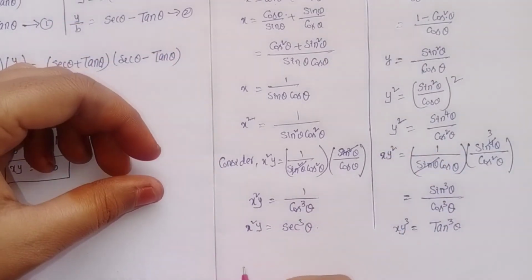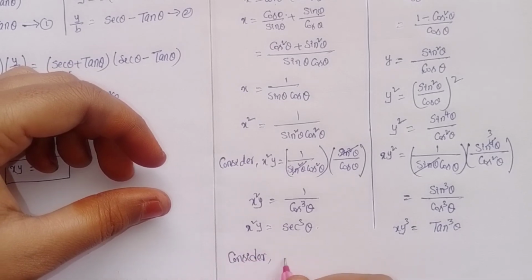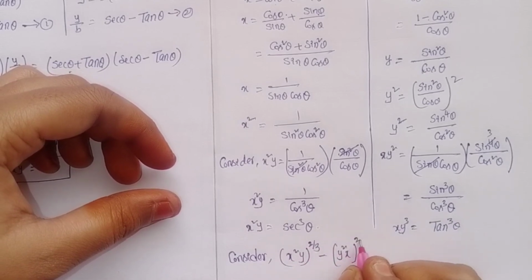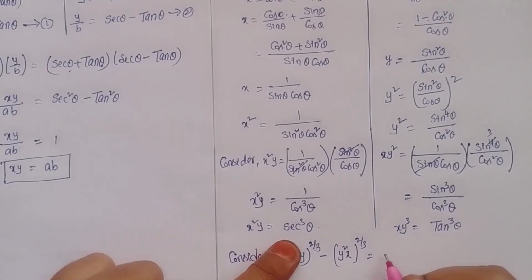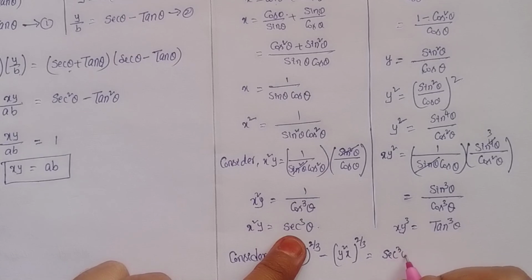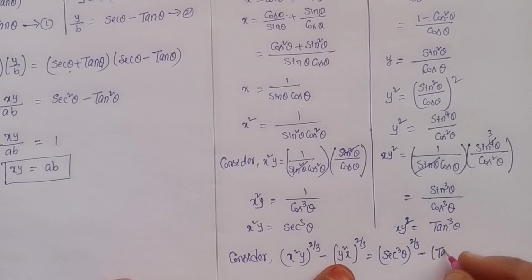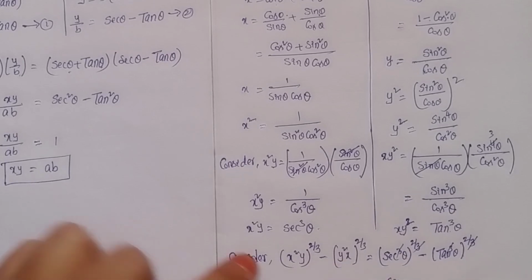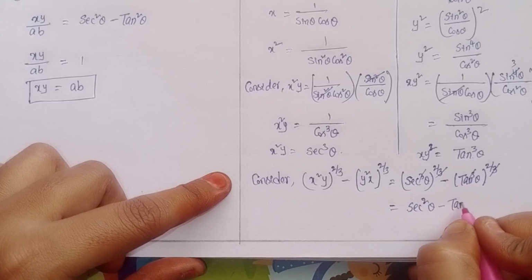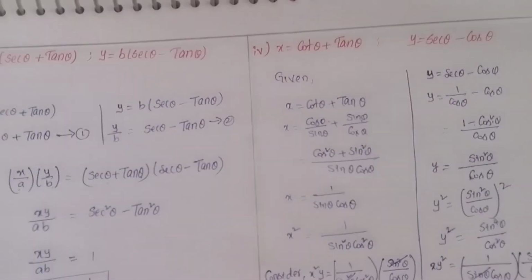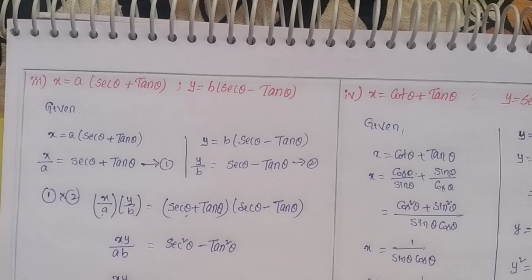Again, I will consider (x square y) whole to the power of 2 by 3 minus (x y square) whole to the power of 2 by 3. Like that. X square y means (secant cube theta) whole to the power of 2 by 3, minus x y square means (tan cube theta) whole to the power of 2 by 3. 3, 3 cancel; here also 3, 3 cancel. Secant square theta minus tan square theta. This value is 1. So this is the solution of question number 3 in Exercise 6A, Third Roman.